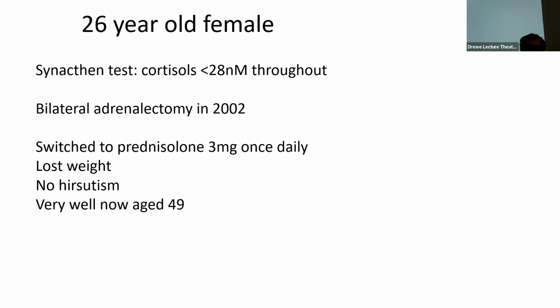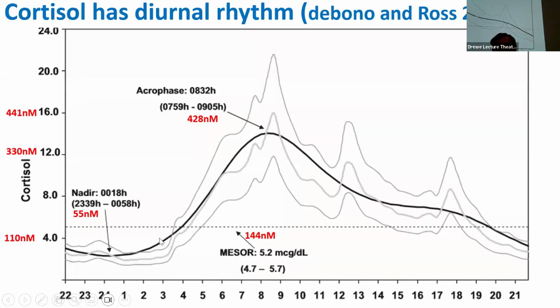She then went on, like a typical Addison's patient, onto prednisolone and fludrocortisone. She's on PRED3, and she's been on that now for 22 years. She's very well and very happy, lost a lot of weight, and there's no hirsutism. So it's an interesting point. Adrenalectomy is not a commonly done thing, but it was her idea, and she convinced the surgeon to do it. It had a good impact because the adrenal glands are no longer making testosterone and androgens, which can be quite troublesome. And she's now got a nice, normal diurnal rhythm.